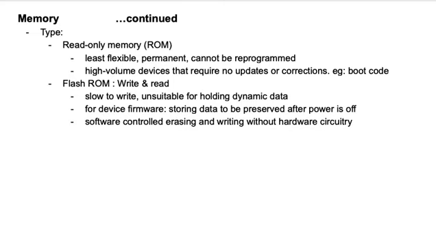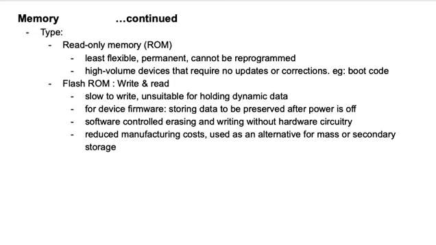The next is the flash ROM, which can be read and written to. The writes are slow and it is usually used for device firmware. This can be used to store data when power is turned off. It is software controlled and erasing and or writing do not need any additional hardware circuits. This leads to reduced manufacturing costs and is an alternative to secondary storage.